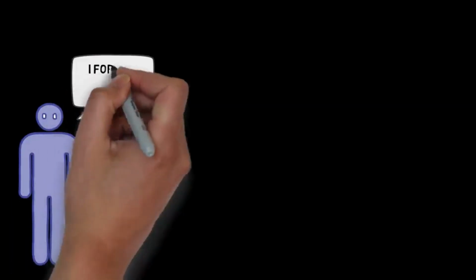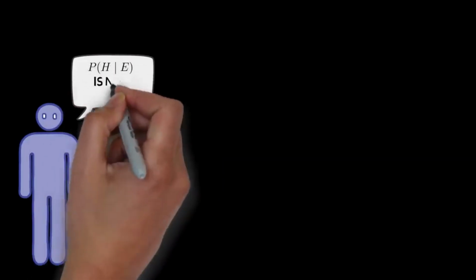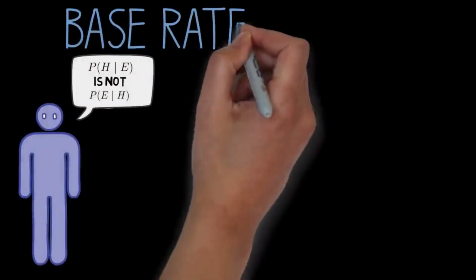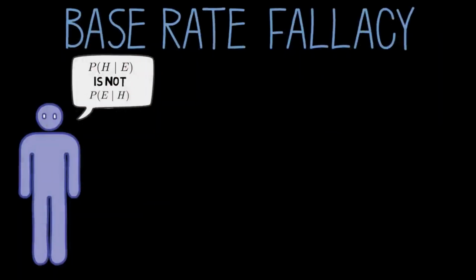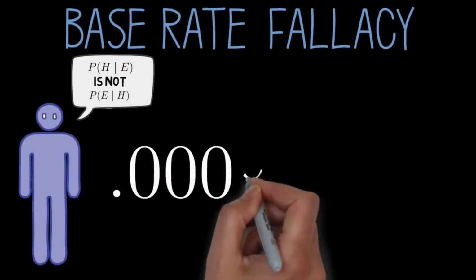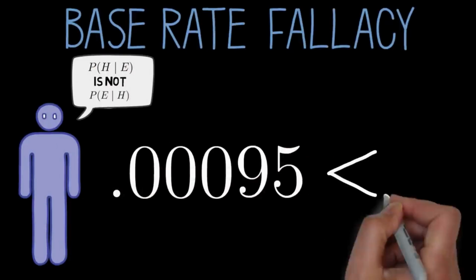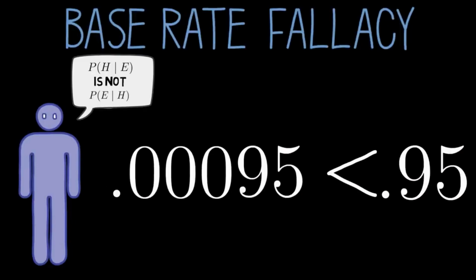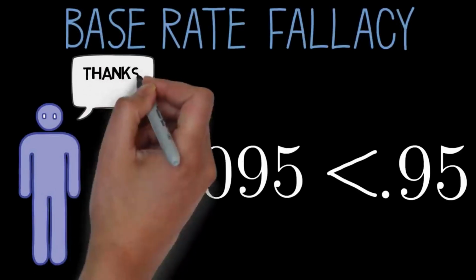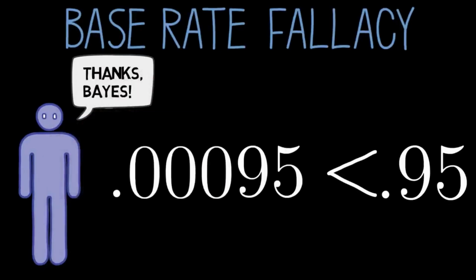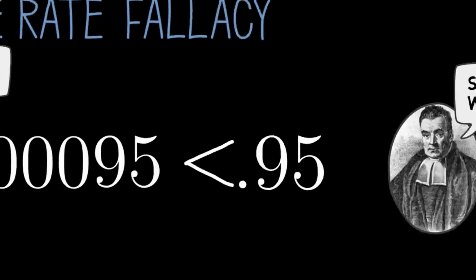Bayes' theorem is very helpful because in figuring out what to make of some new piece of evidence, people often ignore the prior probability of the hypothesis, or treat P of H given E as P of E given H. This mistake is sometimes known as the base rate fallacy. In the case we just looked at, P of H given E is very different from P of E given H. One is less than 0.1%, and the other is 95%. Without Bayes' theorem, you might have gotten a lot more worked up about hypothysitis than you needed to be.